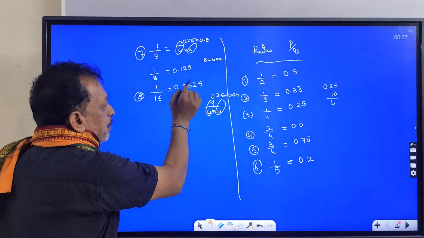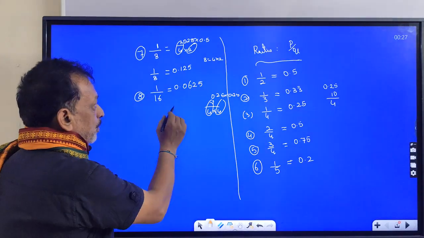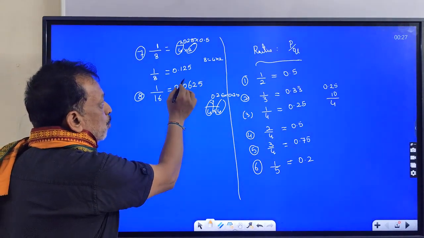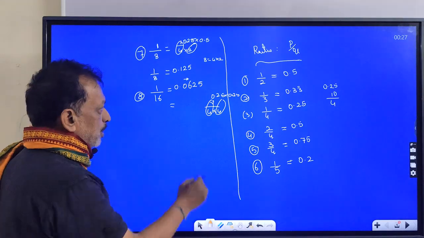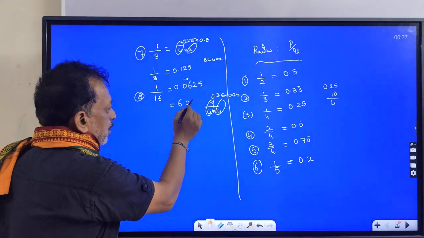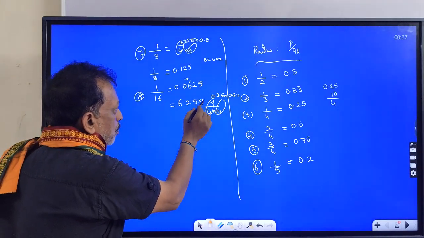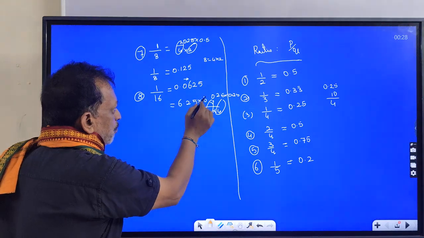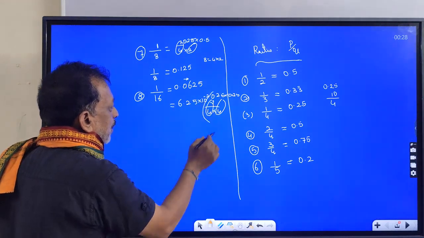But this value will not be there in the exam answer. So which answer will be there? They can move the decimal. So scientific notation. So that is 6.25 into 10 to the power of, how many decimals moved? 10 to the power of minus 2. This is the value.